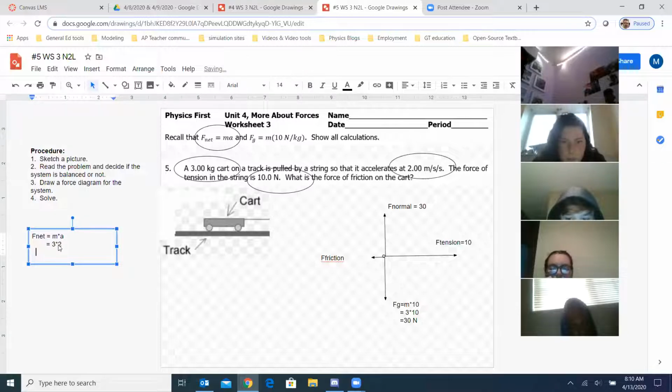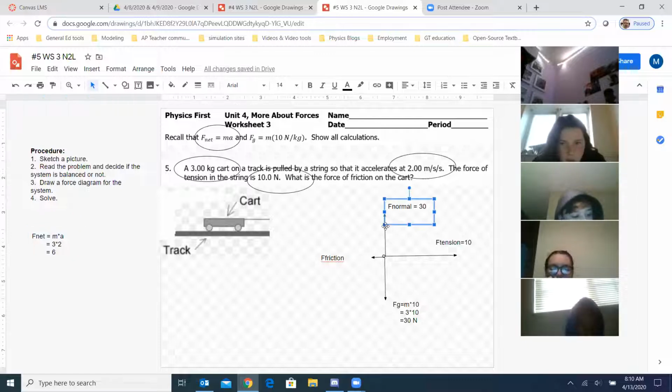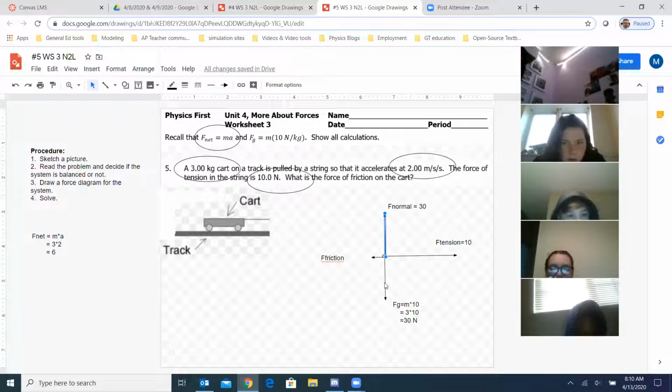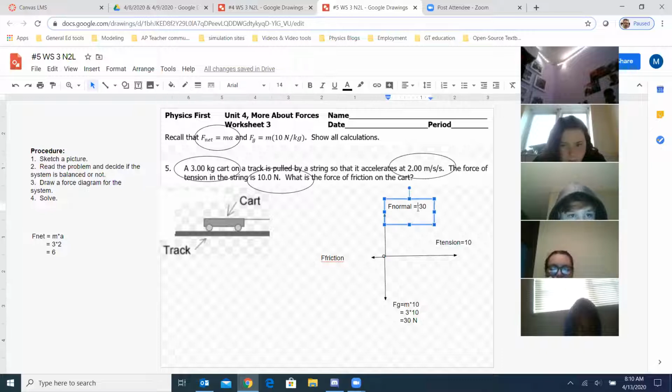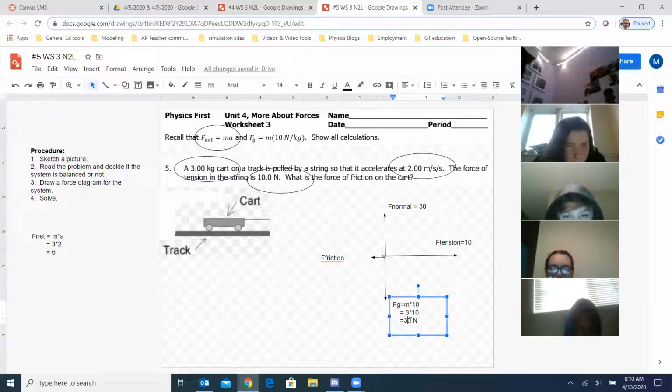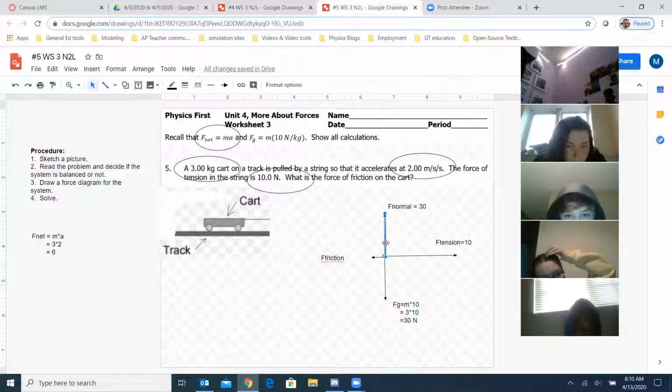So I get 6. So the total force is 6 newtons. Going to the force diagram, notice how the normal is pointing up and the gravity points down. If I ask you what's the net force for those two, you'd say that's 0 because they're in opposite directions. Even though the normal's 30 and the gravity's 30, you might be thinking 30 plus 30 is 60. But they're in opposite directions, so you have to subtract them. So it would be 0.